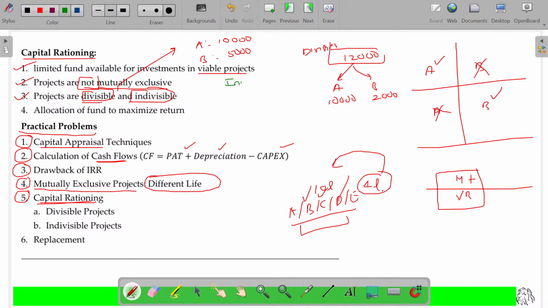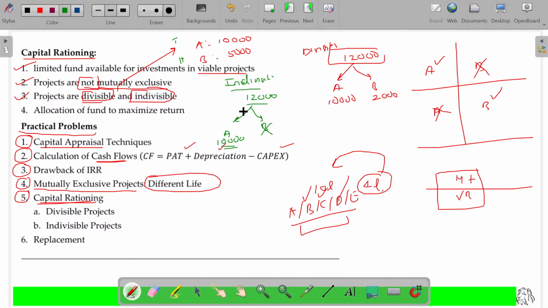In case of indivisible, out of the available fund, if you choose A, 10,000 has gone. Still you have 2,000 rupees. Can you choose B? If you want to choose B, you need to invest fully 5,000 rupees. You don't have 5,000 rupees, so you cannot choose B. For example, A may be a Toyota car, B may be a Honda car. You have 12,000 rupees, you purchase the Toyota car. Still you have 5,000 rupees, so go to the Honda car and ask only for the engine. Will it be possible? I need only the body. So if you want to purchase, you have to purchase the full car.